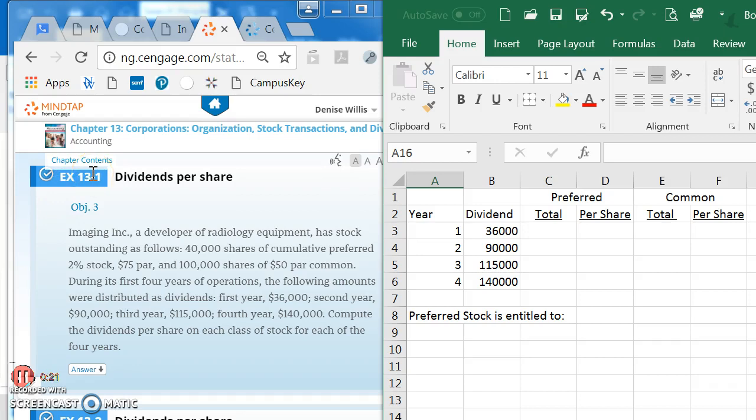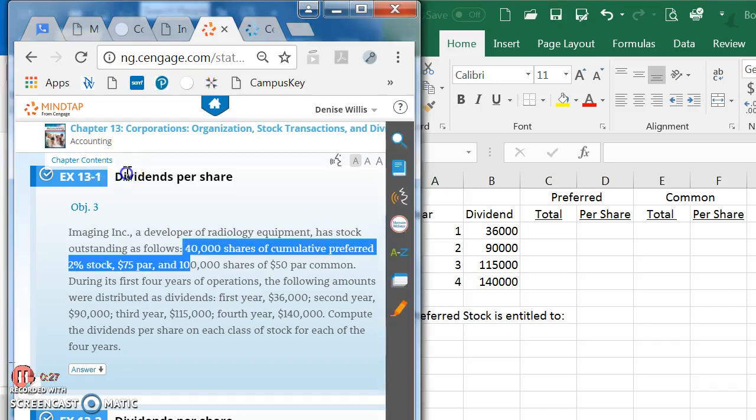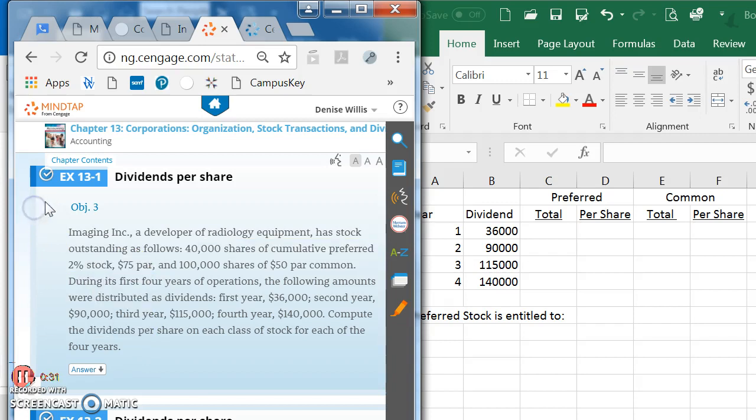Imaging Inc., a developer of radiology equipment, has stock outstanding as follows. They have 40,000 shares of cumulative preferred stock with a $75 par. Okay, that's important. And 100,000 shares of $50 par common stock. During its first 4 years of operations, the following amounts were distributed as dividends. First year, 36,000, second year, 90,000, third year, 115,000, and the fourth year, 140,000.